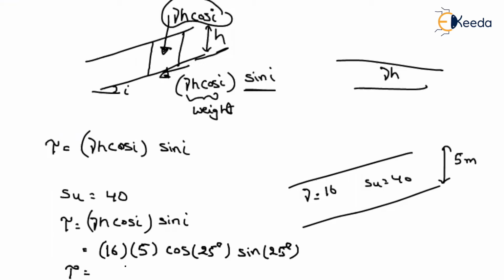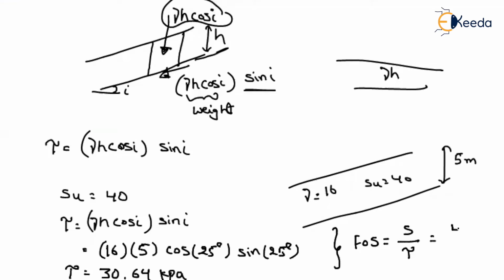Do the calculation and tell me. cos 25 into sin 25 into 16 into 5. Then you are getting this value around 30.64 kilopascal. That means what about the factor of safety? Factor of safety will be equal to shear strength divided by shear stress.